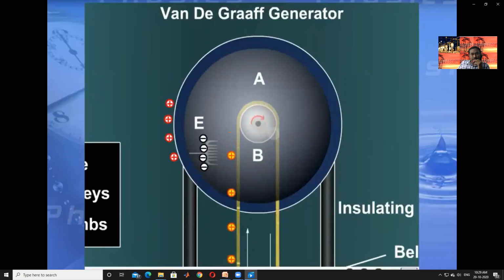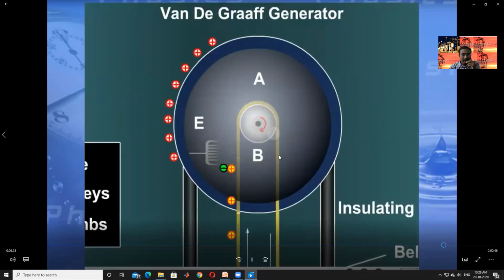Due to the high negative potential on E, the air gets ionized. The positive charges are attracted toward the comb E and the negative charges are repelled towards the belt and neutralize the positive charges on the belt. Therefore, when the belt comes downwards, it has no charges. Each and every time, the positive charges on the sphere go on increasing until it attains some limiting value. After this stage, no more charges can be placed on the sphere.